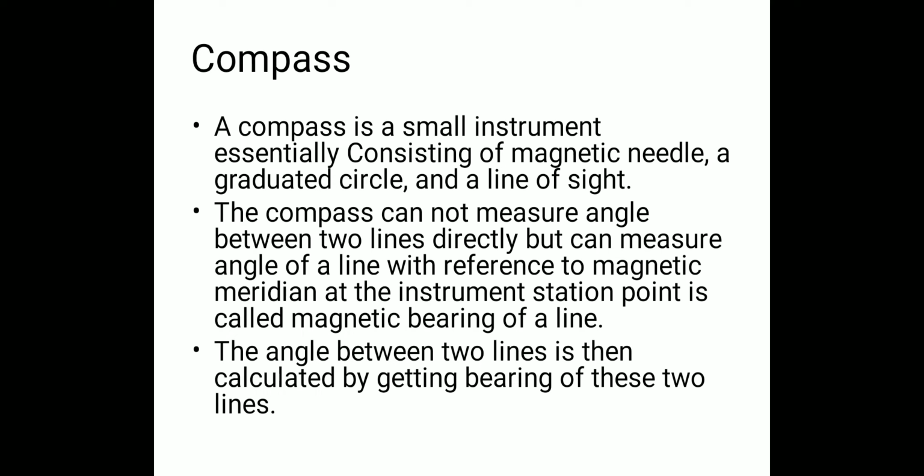A compass is a small instrument essentially consisting of a magnetic needle, a graduated circle, and a line of sight. The compass cannot measure the angle between two lines directly, but it can measure the angle of a line with reference to the magnetic meridian at the instrument station, which is called the magnetic bearing of the line. The angle between two lines is then calculated by getting the bearing of these two lines.